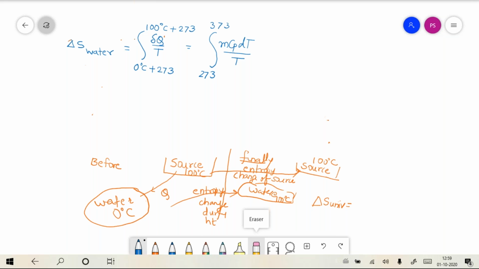What would happen to the entropy of water, whether it will increase or decrease? Obviously the entropy of water would increase, because heat is transferred to water. So this would be mCp ln T2 by T1, that is 373 by 273. Mass is 1 kg of water. Specific heat of water is 4.187 kilojoules per kg Kelvin. From this, you will get the entropy change. Tell me the answer for this. How much is the entropy change of water?